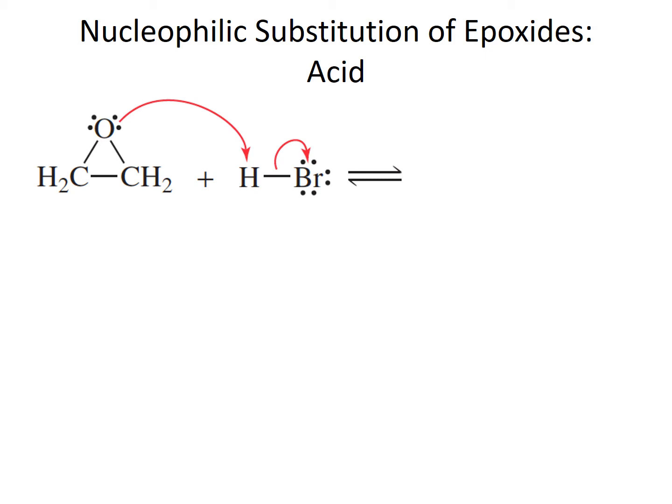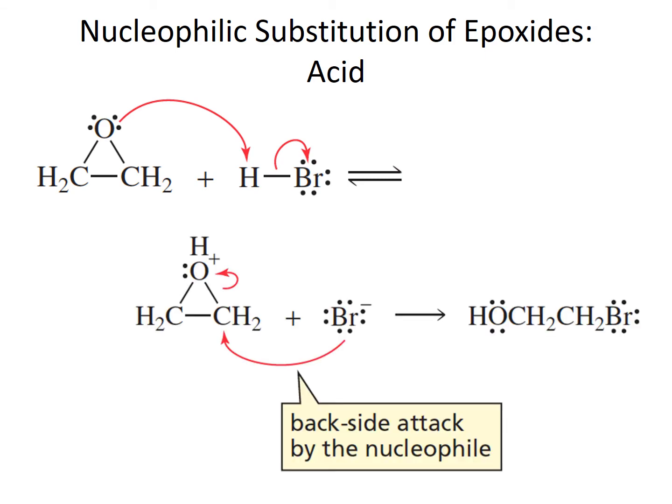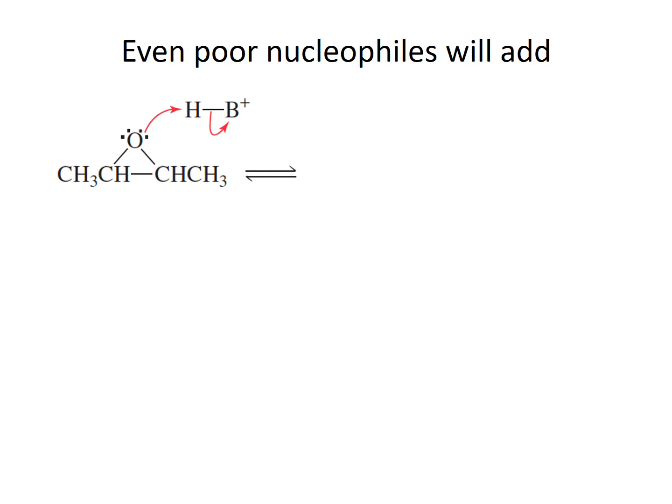If you use acid, your first step, just like we saw with our other protonation of ethers and alcohols, your oxygen is going to go out and grab a hydrogen, kick off your eventual nucleophile. At this point, you have a protonated oxygen and you have a backside, meaning SN2, attack at that primary carbon. Notice here they're the same, meaning at the end of your product you would have an alcohol on one end and a bromine on the other.